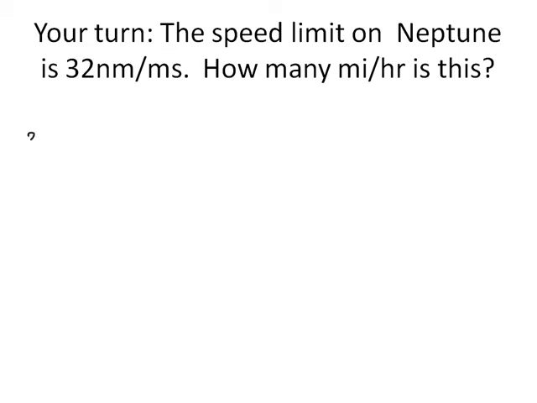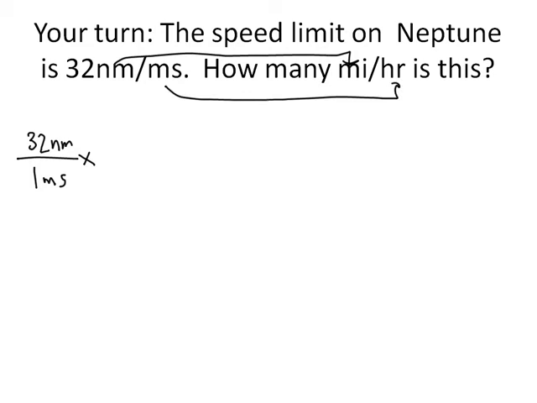So I have 32 nanometers over 1 millisecond. How can I get to miles per hour? Well, I'm going to attack this as 2 separate problems. I need to go from nanometers to miles and from milliseconds to hours. And it doesn't matter which one I do first, as long as I do both. So nanometers, there's 10 to the 9th nanometers in 1 meter. And we remember from page 36 that I have a relationship between kilometers and miles, so it would make sense to go from meters to kilometers.